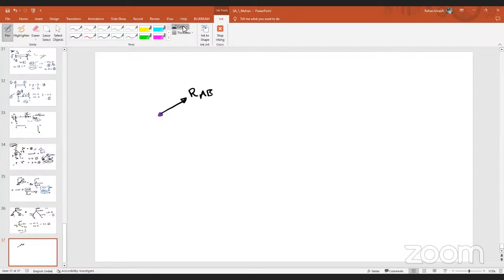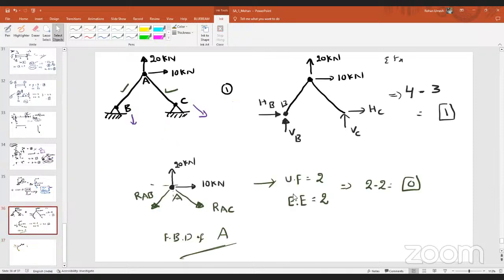And similarly, how many reaction forces will generate at point B? Support B, 2. As I don't know them, let us imagine VB and HB. This is the support B. Now, how many unknowns are there here? Already, two unknowns.